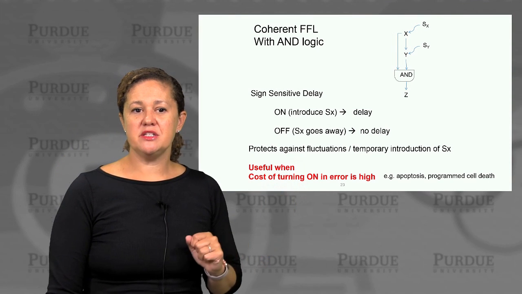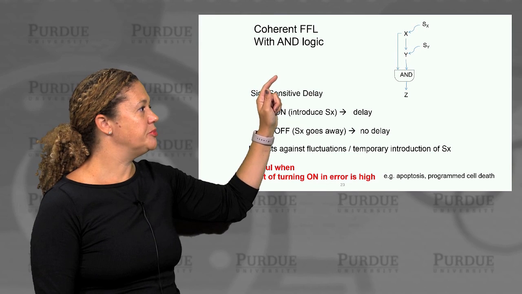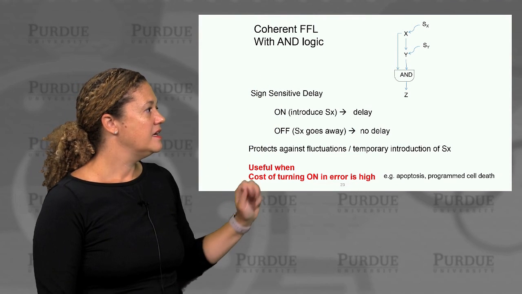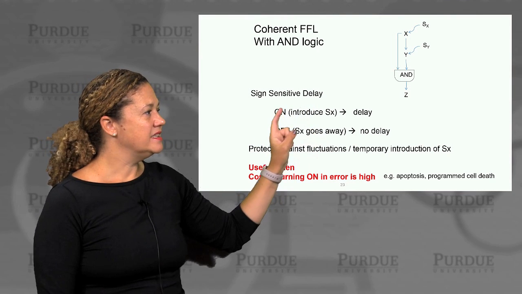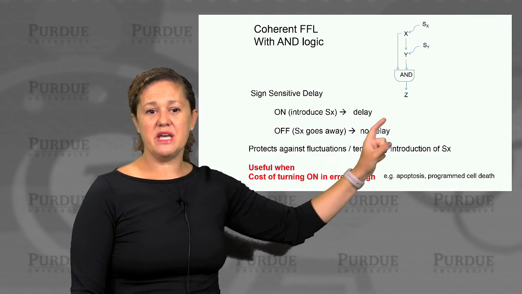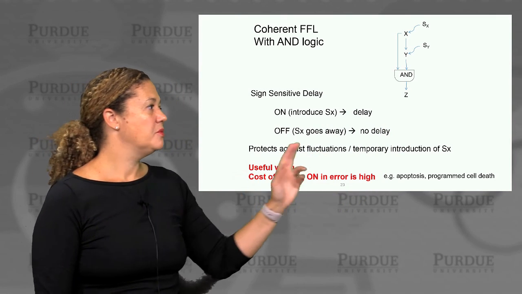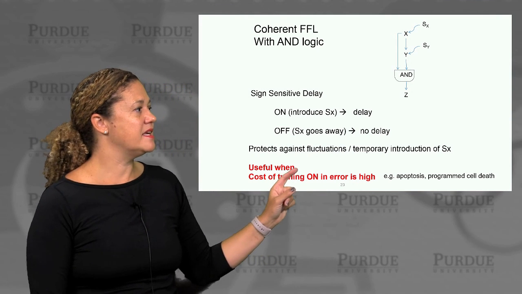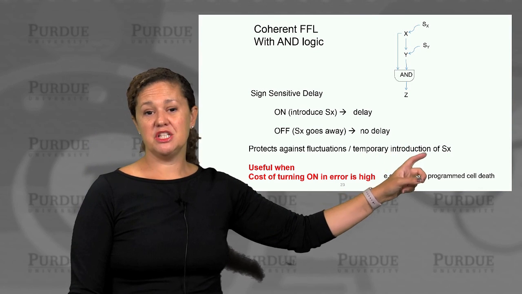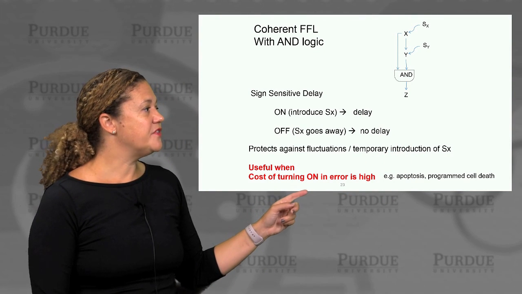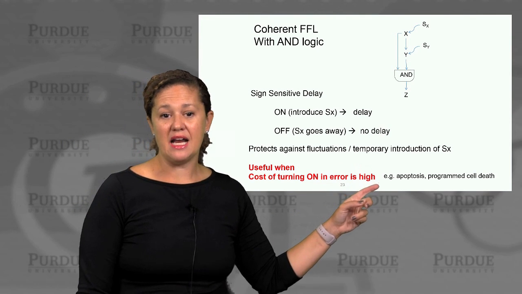So just to summarize just a little bit, let's recap talking about the coherent feed-forward loop type 1 with AND logic. And again, reminding ourselves that it has a sign-sensitive delay. In the on condition, we have a delay. In the off condition, when we take our signal away, we have no delay. And that this protects against fluctuations and temporary introduction of our signal. So this is very useful when the cost of turning on in error is high.